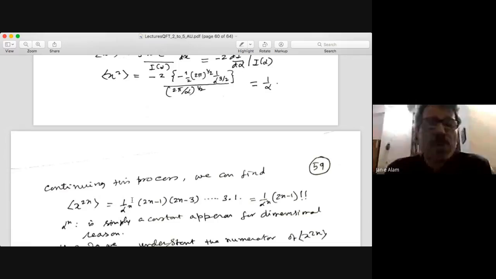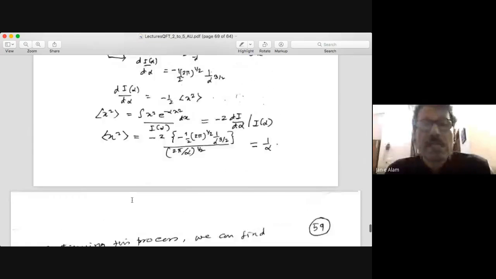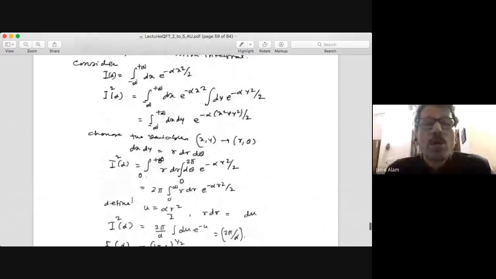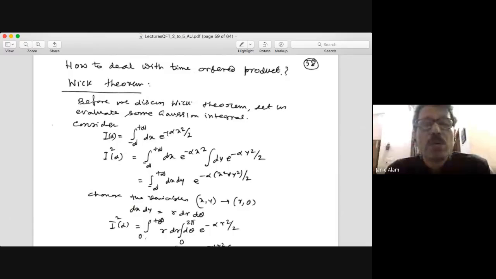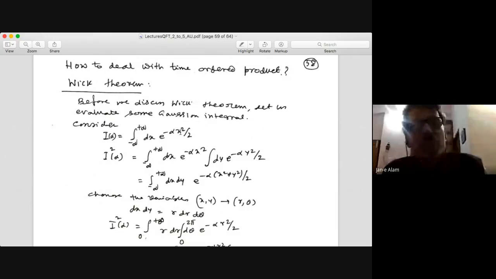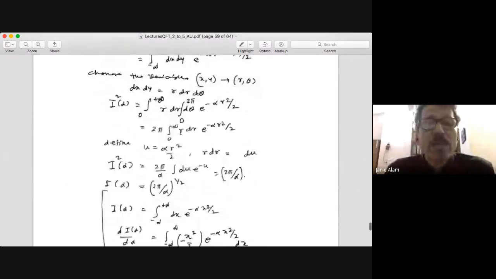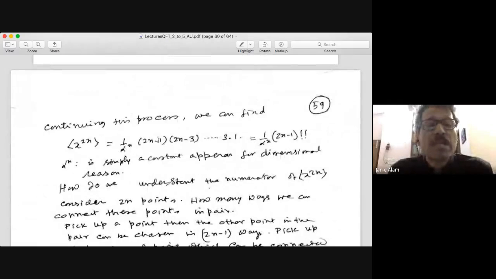This 1 by alpha n is coming because of the dimensional reason. If x square has a dimension, then in the exponential you need to make the argument dimensionless. So multiply by a constant alpha, which has a dimension of inverse of x square. So that comes as a 1 by alpha to the n, right?